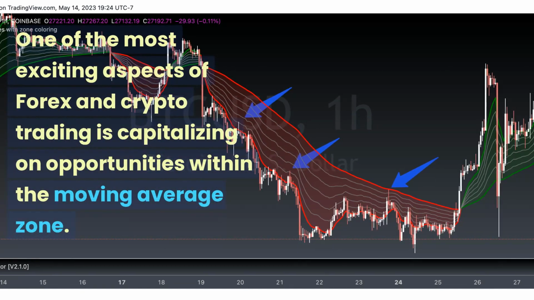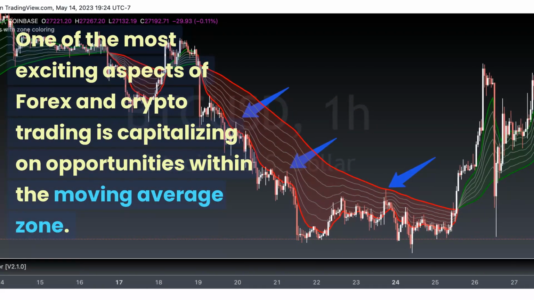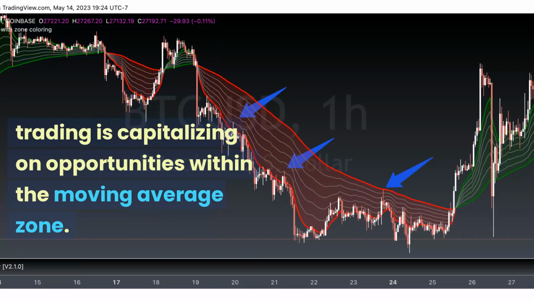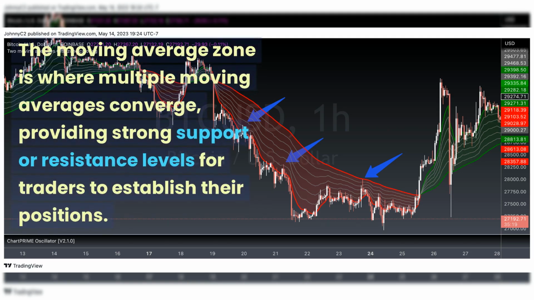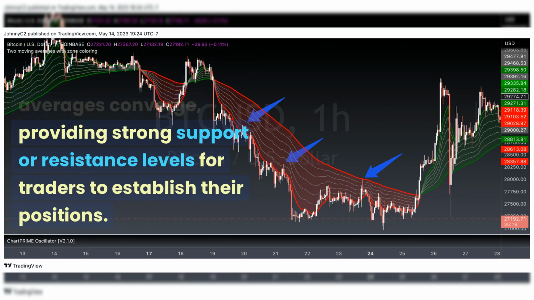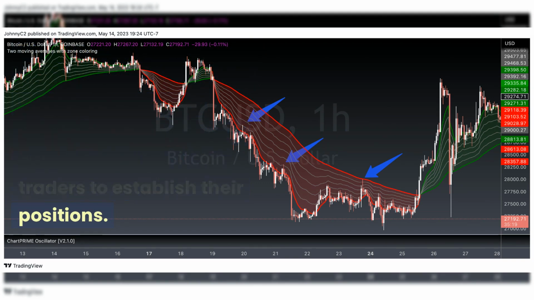One of the most exciting aspects of Forex and crypto trading is taking advantage of the opportunities within the moving average zone. The moving average zone is where multiple moving averages converge, providing strong support and resistance levels for traders who want to establish their positions.